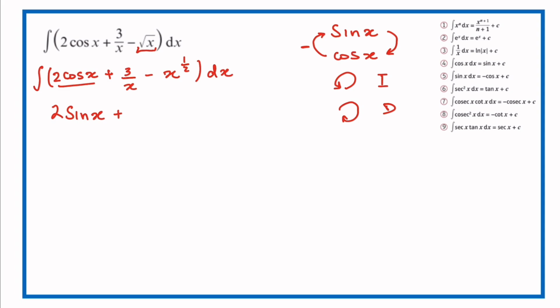I can see that 3 over x is in the format of the integral of 1 over x dx, which is ln x plus c, where x is the modulus. So in this case, I can rewrite 3 over x as 3 ln modulus of x. It's very important that you write the modulus of x, because ln can never be negative. And then the last term is x to the power of a half.